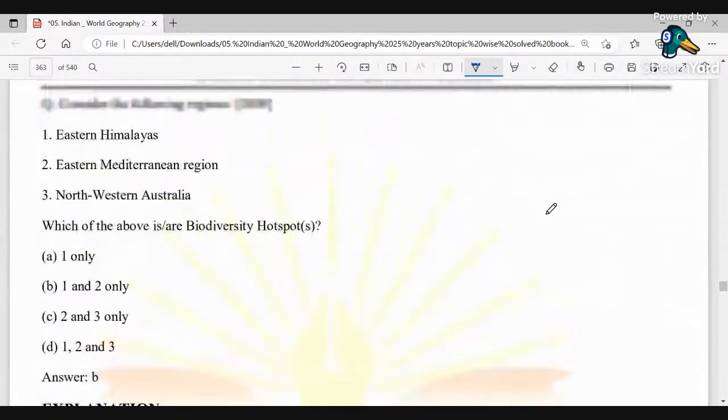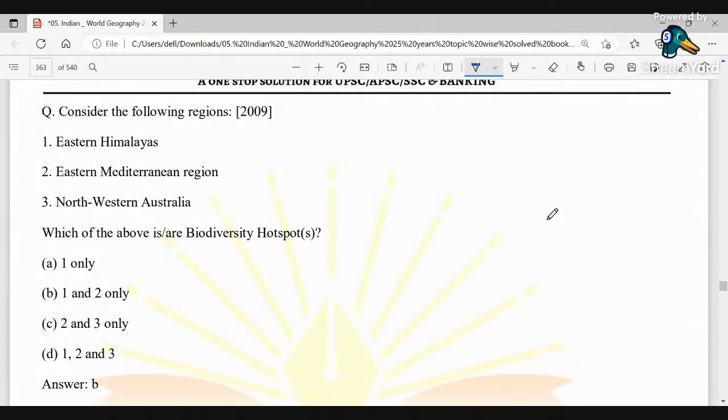Then, the next one: consider the following regions: Eastern Himalayas, Eastern Mediterranean region, Northwestern Australia. Which of the following are biodiversity hotspots? It's basically B, that is 1 and 2 only. Okay.